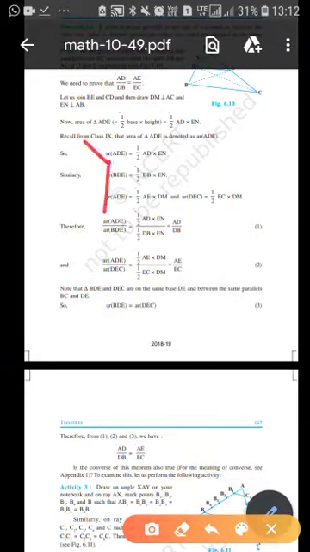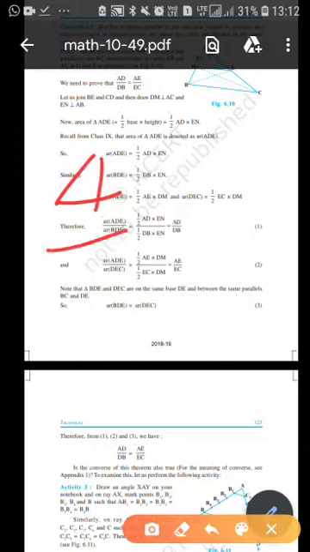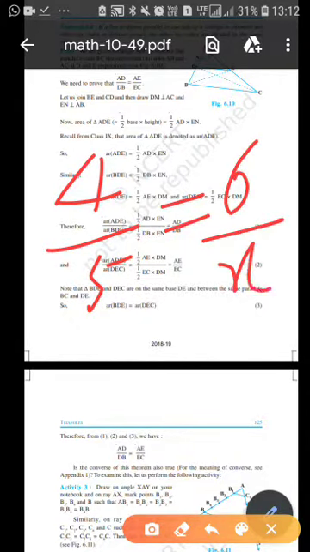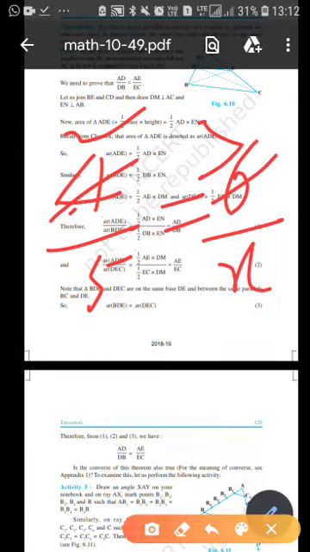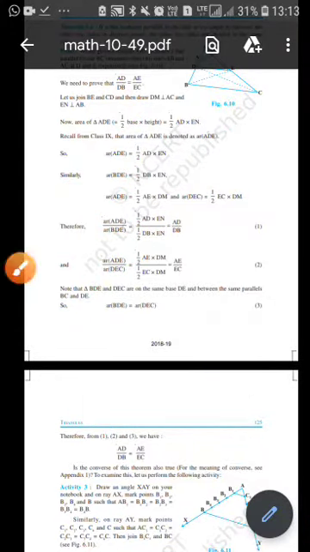Here 4 by 5 is equal to 6 by x. After solving, we will get the value of x. Let's cancel this out. 5 times 3 is 15 by 2. The value of x is 15 by 2. Okay? This is the process.